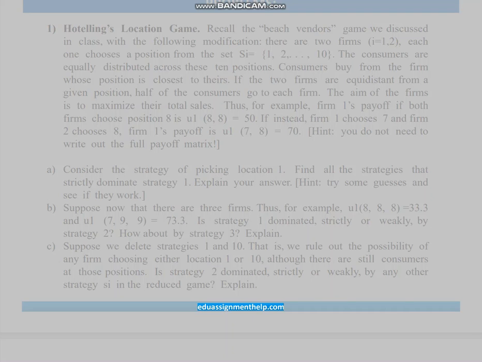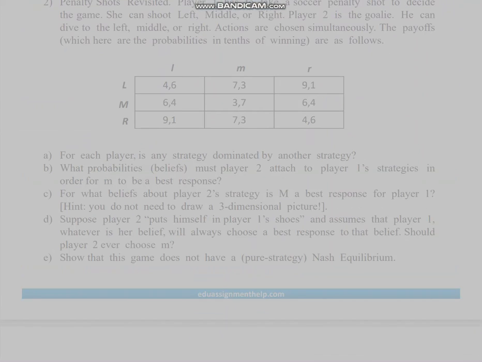eduassignmenthelp.com. 2. Penalty shots revisited. Player 1 has to take a soccer penalty shot to decide the game. She can shoot left, middle, or right. Player 2 is the goalie. He can dive to the left, middle, or right.